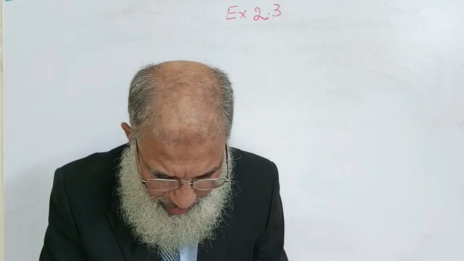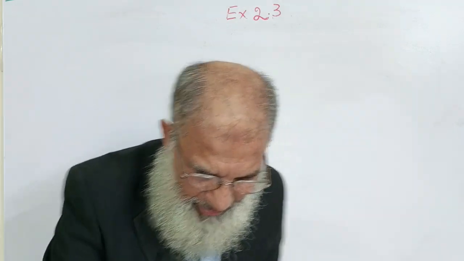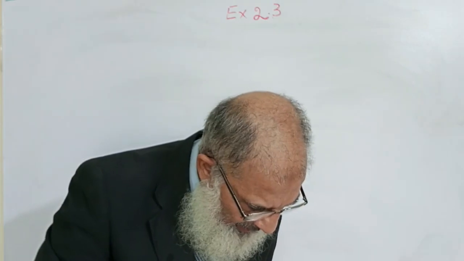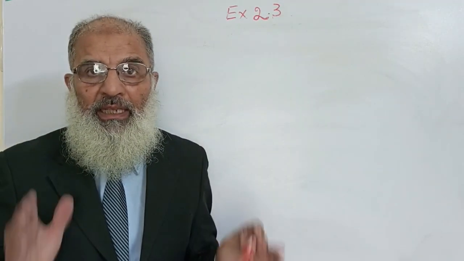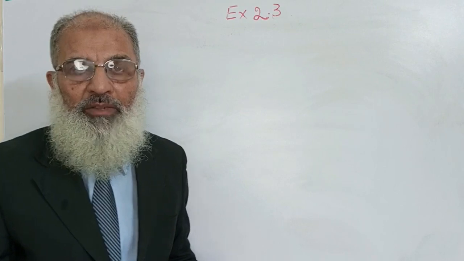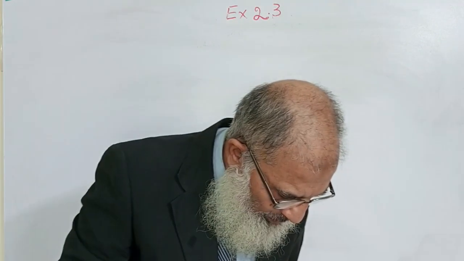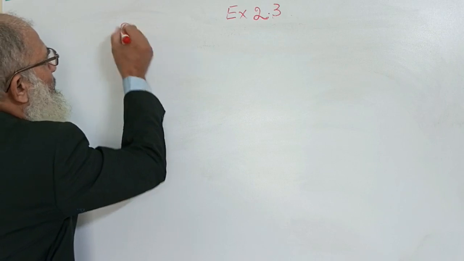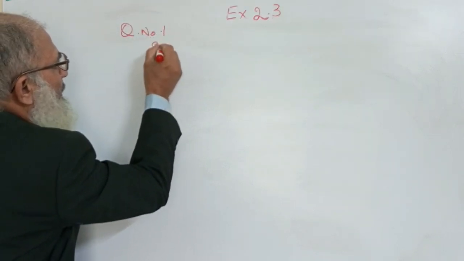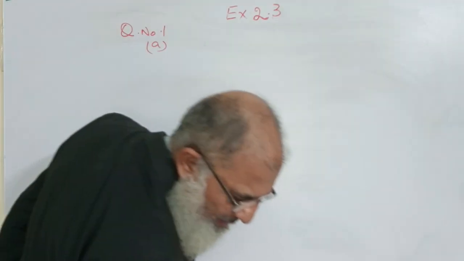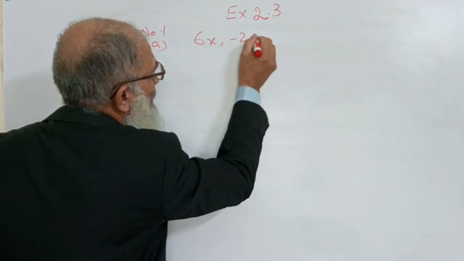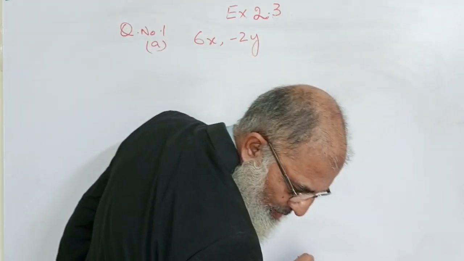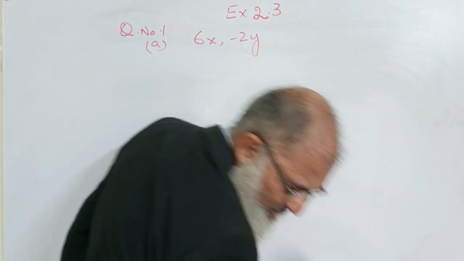Now, dear students, we are going to start from question number 1 and identify the like terms in each set which is given to us. Now question number 1, part A. It says 6x minus 2y, 4x and x.